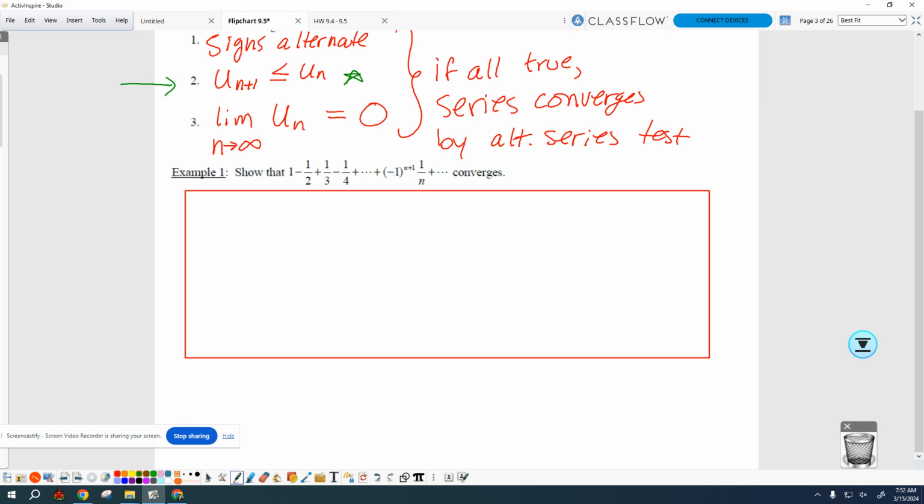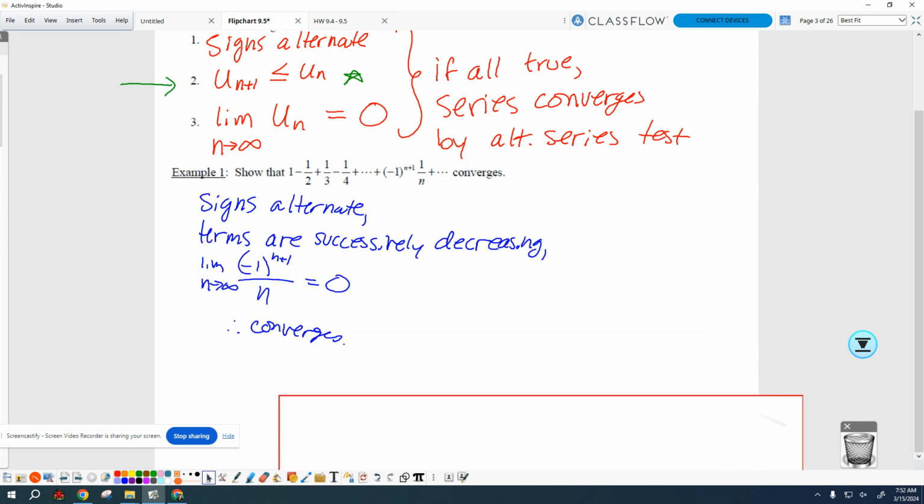But for the most part, what you guys are going to do, if we look at this series, the nth term was 1 over 2, 1 over 3, 1 over 4, 1 over 5, 1 over n. And the sign turns on and off. So the way to use alternating series test: are the signs alternating? Yes. Are the terms getting smaller? Is the last term going to 0? So that's it. The things apply, so it converges.